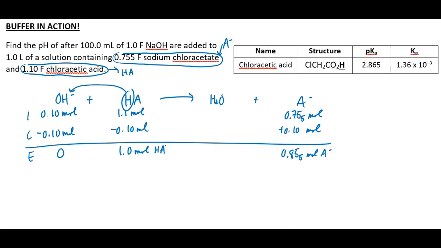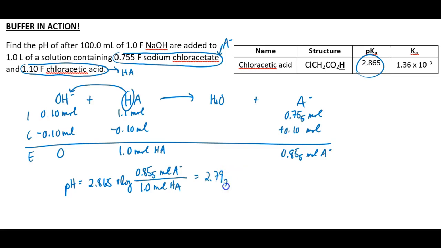So I think I would want to use the Henderson-Hasselbalch equation at this point. The pH is going to be equal to the pKa. They've given that to us. That's 2.865 plus the moles of A-, that's 0.855 moles of A- over the moles of HA. That's 1.0 moles of HA. And let me do the arithmetic here. I'm getting 2.79 with an insignificant 7. If you wanted to, you could call that 2.8.